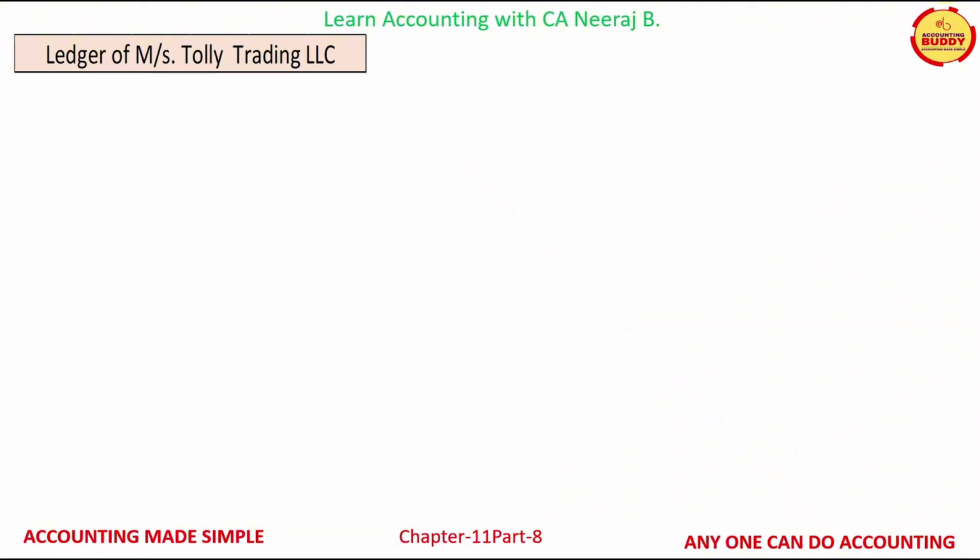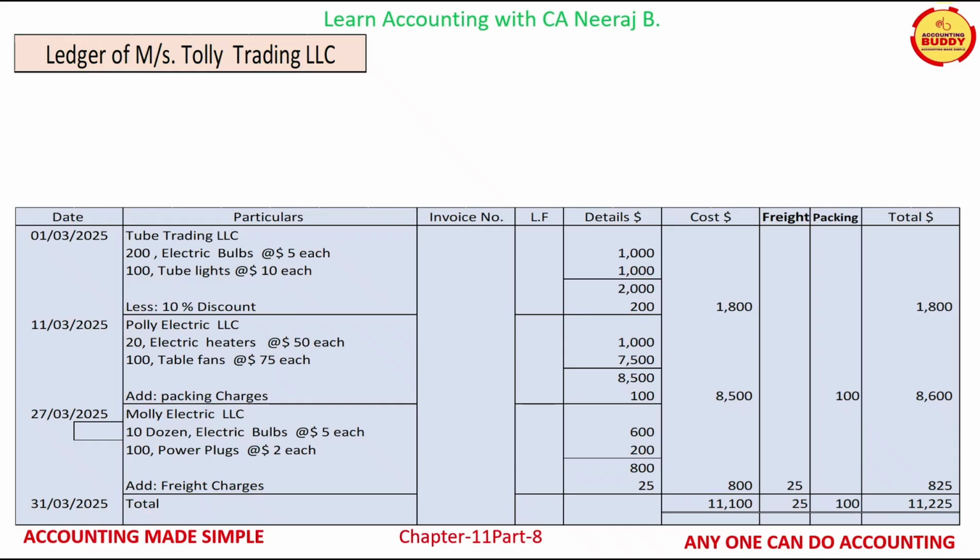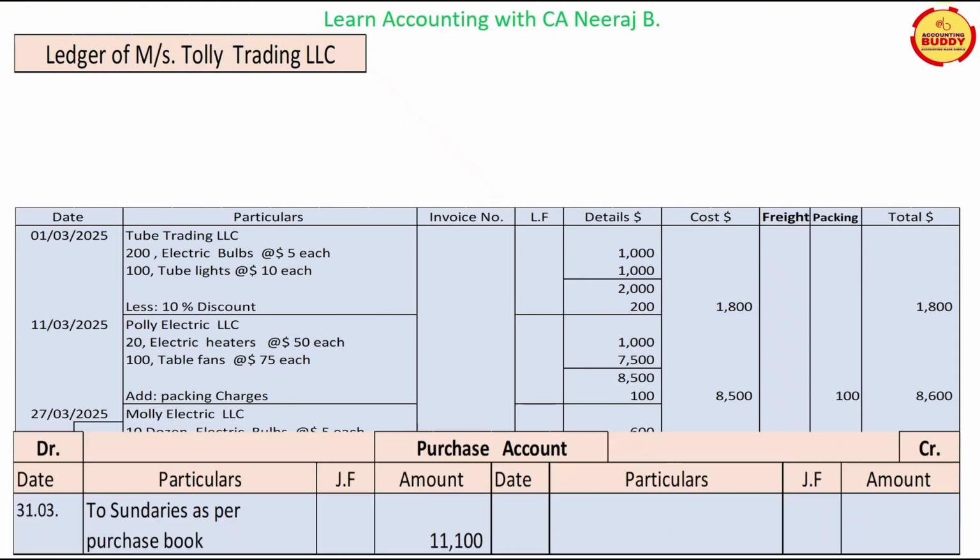We have done one part of the posting of the purchase book entries to the respective supplier accounts. Now let us do the posting of the second aspect into other accounts. The purchase book we created in the previous slide is appearing on your screens. Let us see how the entry will be posted in the purchase account.